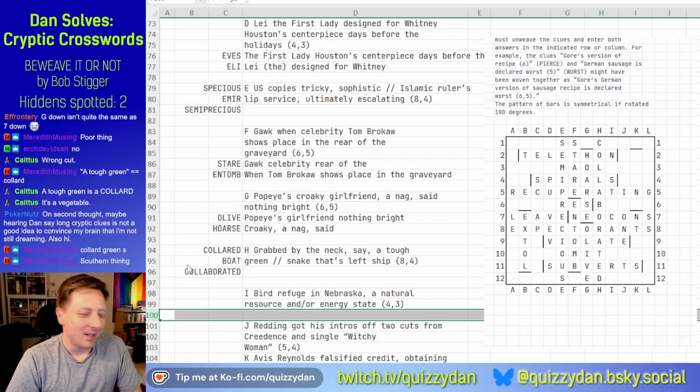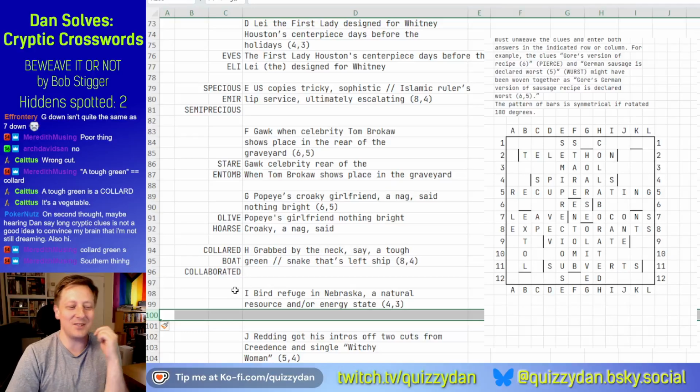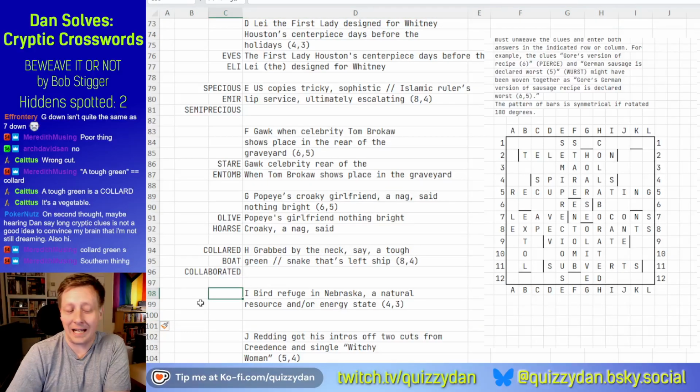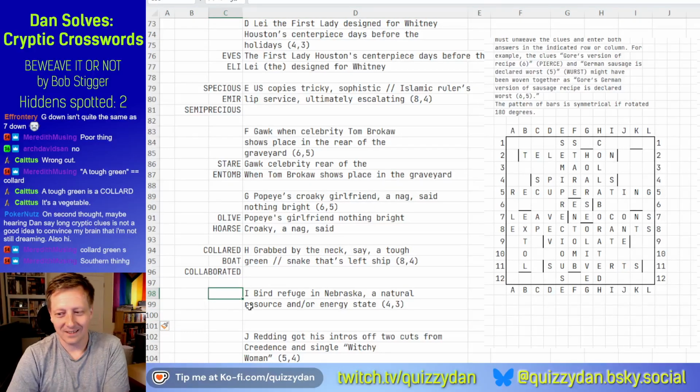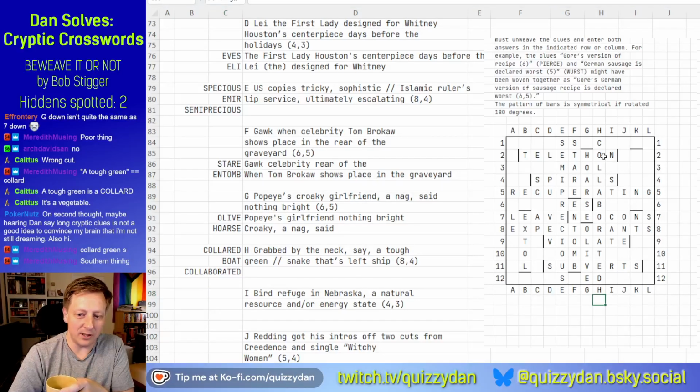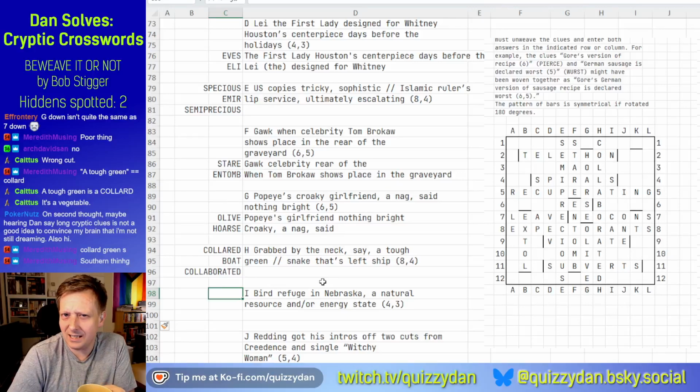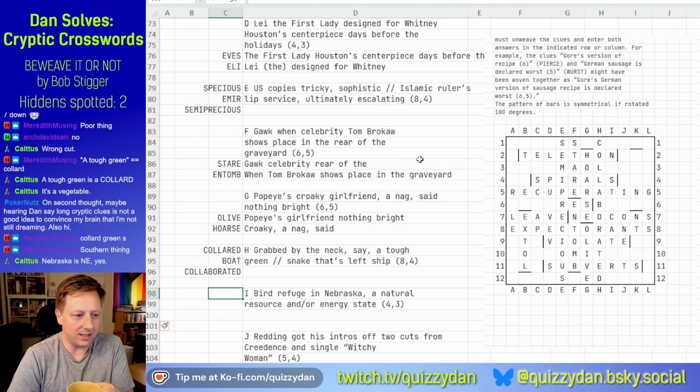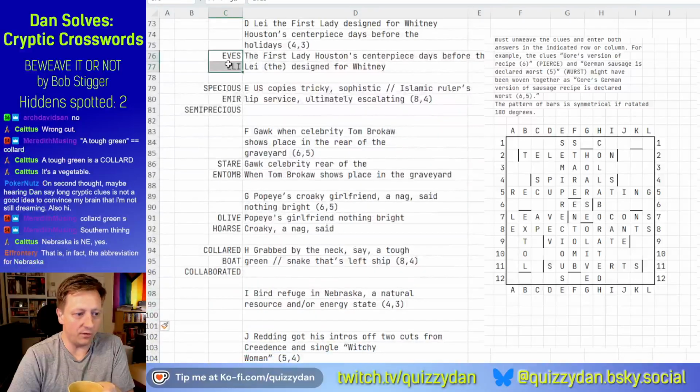Hope you're doing well. Bird refuge in Nebraska, a natural resource and/or energy state. I want it to be a nest for a couple of reasons. One, I can see it there, and a bird refuge would be a nest. Nebraska is NE. Is that the two-letter abbreviation for Nebraska? And then ST for state. Do we know what has happened with D? That was just a 4 and a 3. So this is just a 4 and a 3.